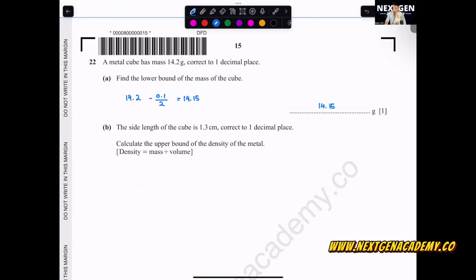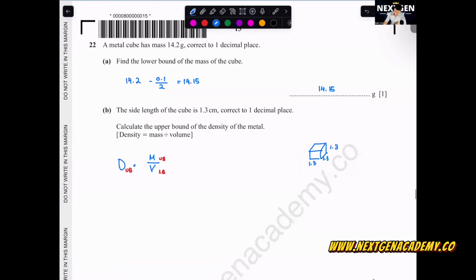The side length of the cube is 1.3 cm. So we have a cube here, 1.3, 1.3, 1.3, correct to 1 dp. Calculate the upper bound for the density of the metal. The formula for density is mass over volume. How do we find the upper bound? We have to determine here first. The upper bound will be mass upper over volume lower. So how do we find the upper bound of the mass and the lower bound of the volume? The mass they gave us just now is 14.2 grams. I will do the calculation somewhere at the side first. Mass upper bound is 14.2 plus 0.1 over 2, which is 14.25.